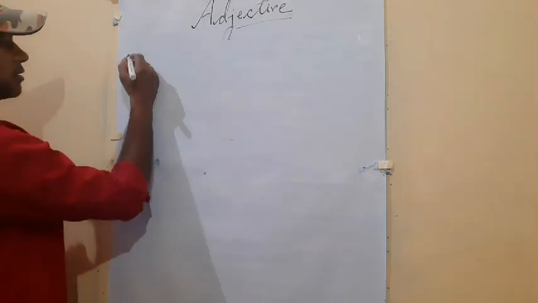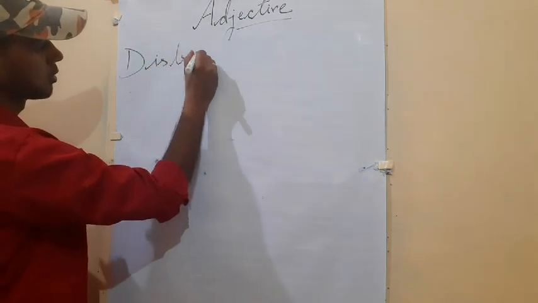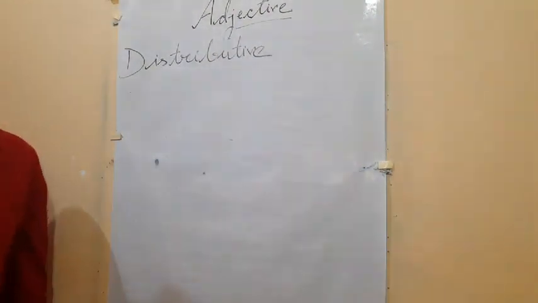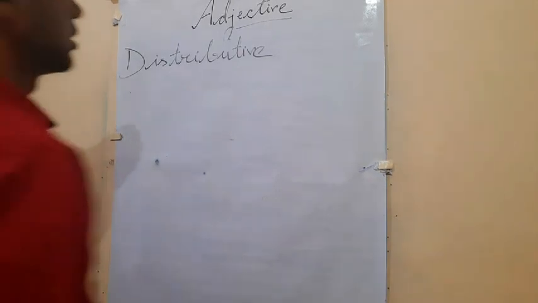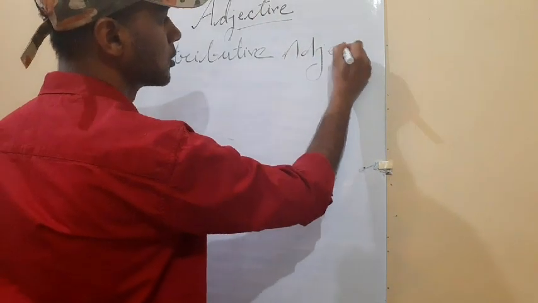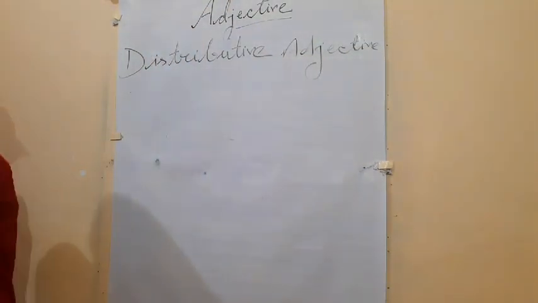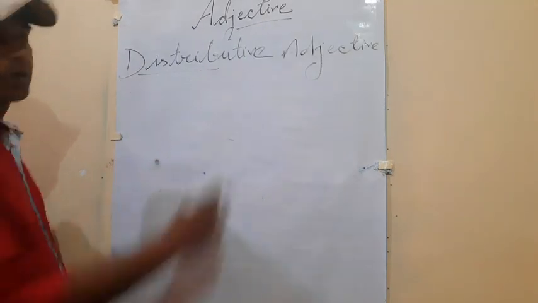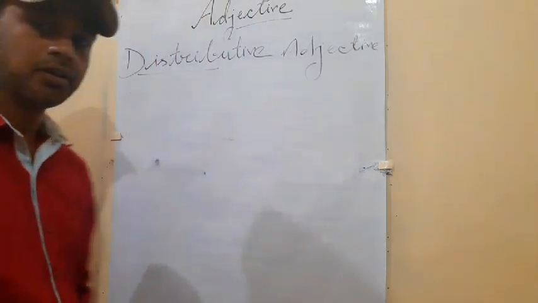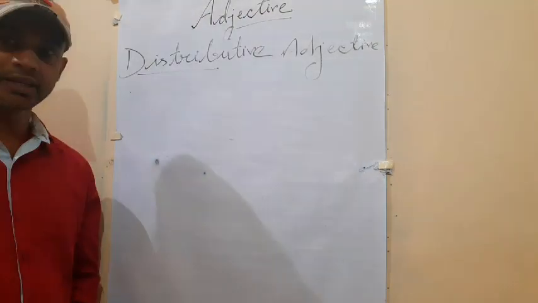Now next is the distributive adjective. Next time I will use the other blue pen, because sometimes I find that when I compress the video, the letters become faded.